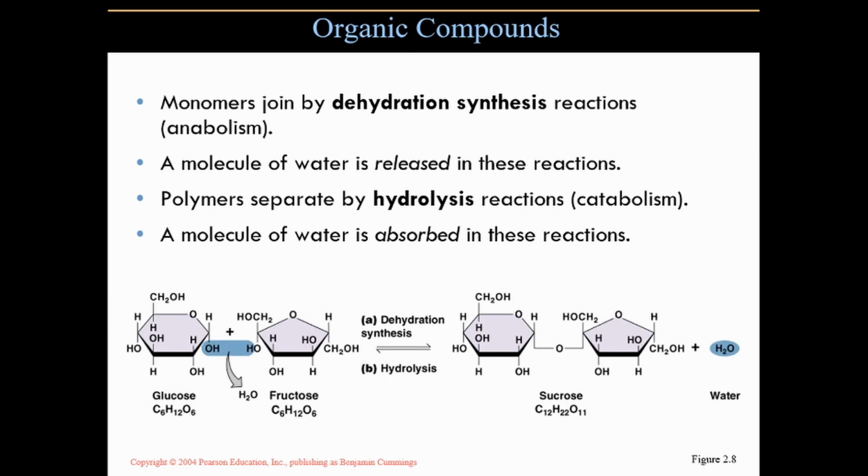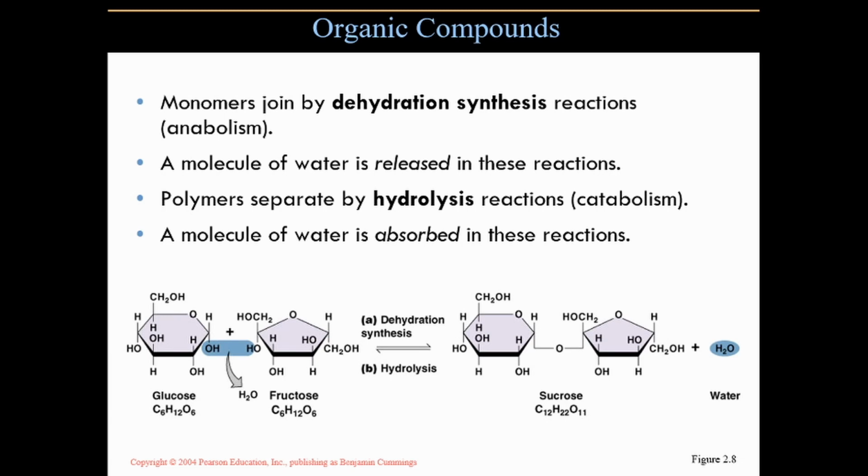Now, polymers, the larger molecules that are joined together, can be separated by hydrolysis. And these are catabolic reactions. And in this case, a molecule of water is absorbed in these reactions. And so, as a result of that, this molecule then breaks apart. If you look at the term hydrolysis, hydro refers to water, and lysis means to split. So using water to split the polymer into monomers or into its smaller parts.